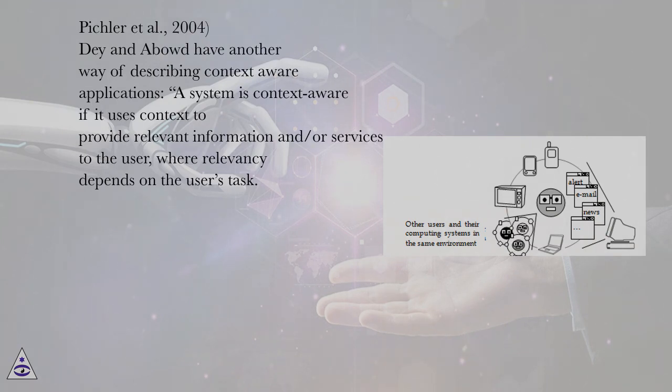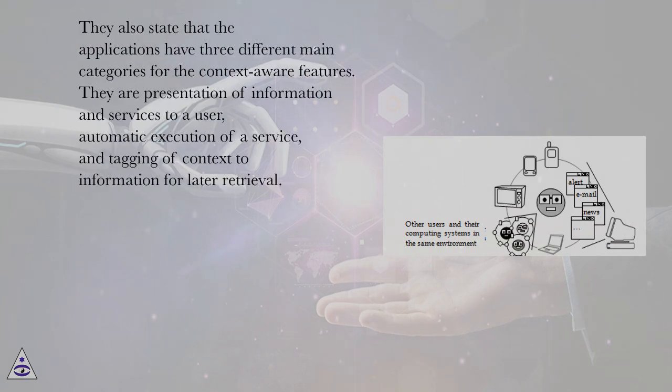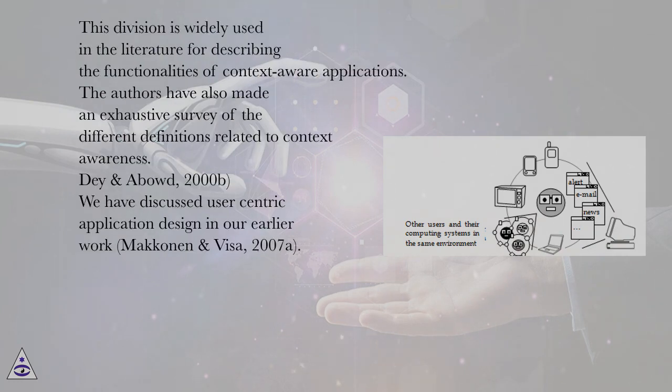Dey and Abowd have another way of describing context-aware applications. A system is context-aware if it uses context to provide relevant information and/or services to the user, where relevancy depends on the user's task. They also state that the applications have 3 different main categories for the context-aware features. They are presentation of information and services to a user, automatic execution of a service, and tagging of context to information for later retrieval. This division is widely used in the literature for describing the functionalities of context-aware applications.